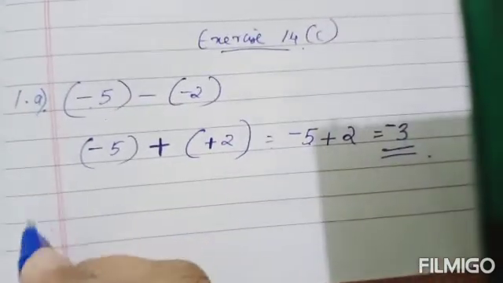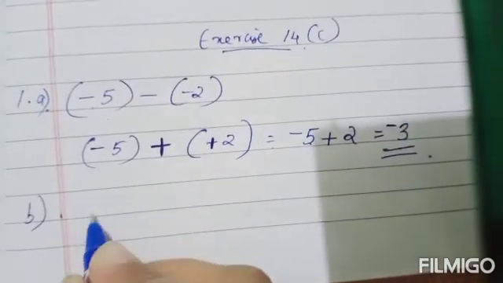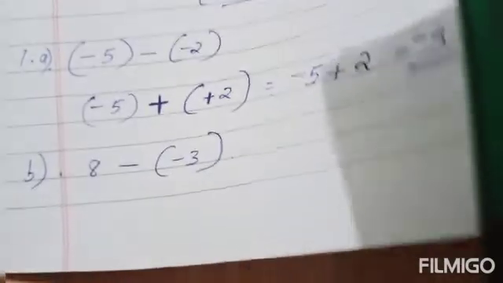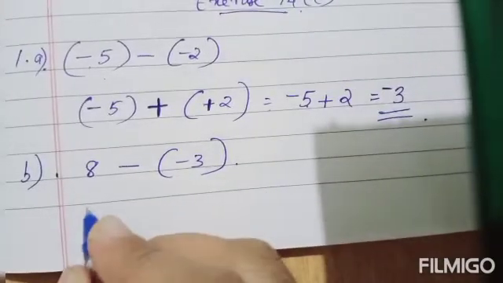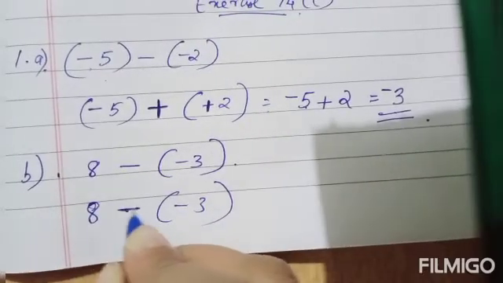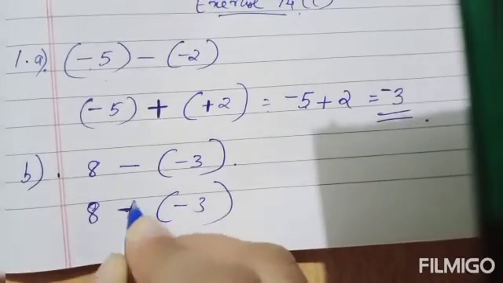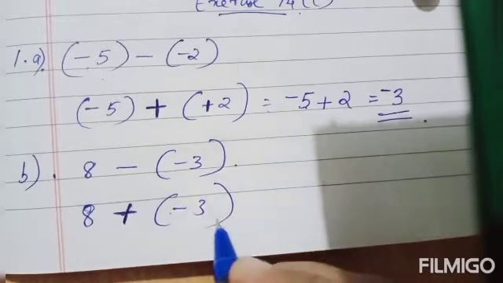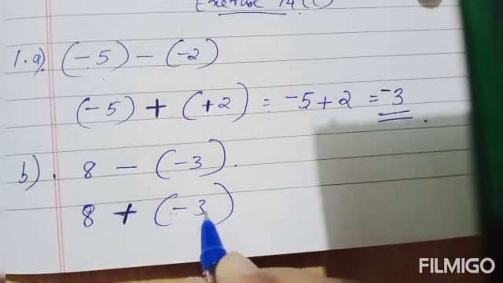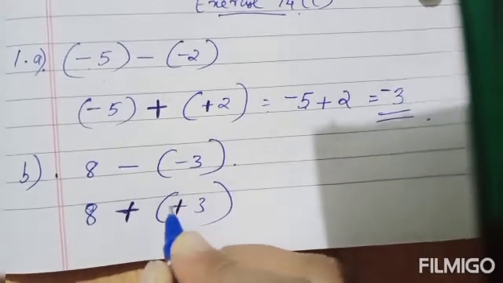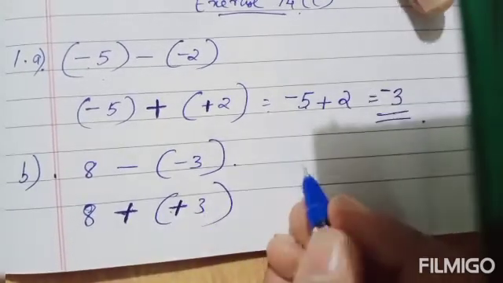Okay, next B, 8 minus 3. So in order to subtract two integers, what to do? First change the subtraction sign, this minus sign to plus sign. Next change the sign of number to be subtracted. Number to be subtracted, it is minus 3. Its sign will become plus. Plus 3 it will be.